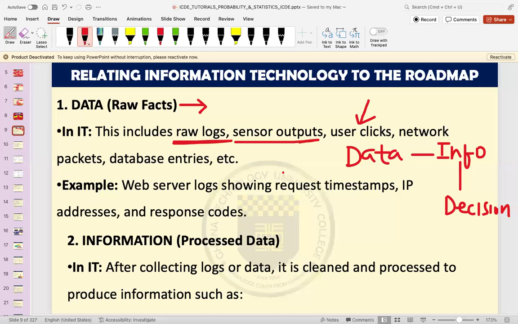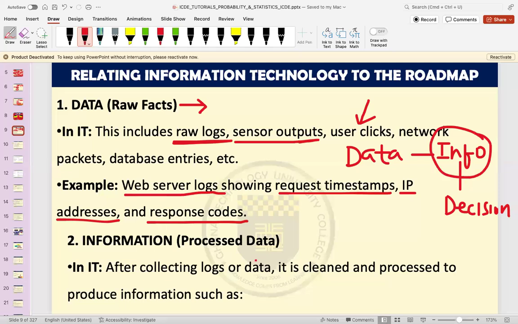And those of you who are already in IT know how web server logs show request timestamps every time. You also know how IP addresses work, and how response codes are recorded. All these are examples of raw facts. We need to process them. If you get raw facts and you don't process them, you won't have any information. So from these raw facts, how do we then get information?